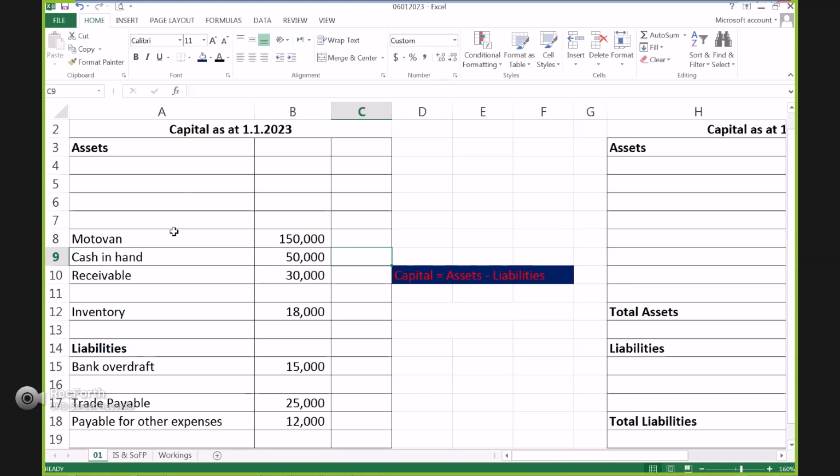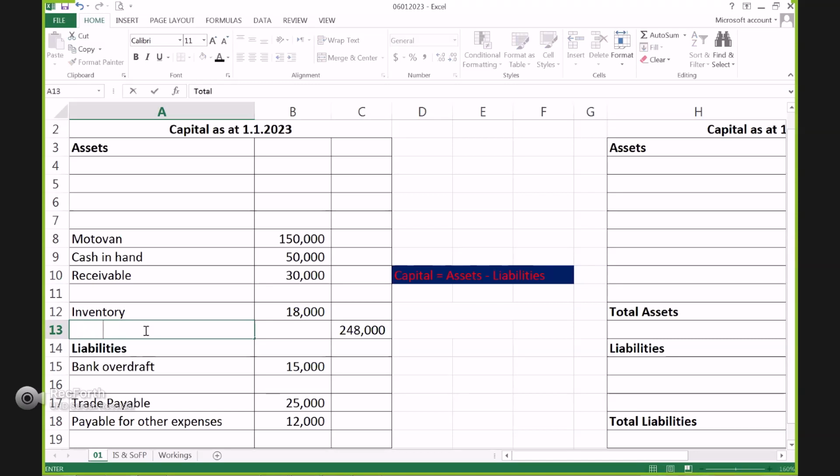You have to enter all the assets and liabilities. So you can find out the capital. So here you can find out the total assets. So total assets, you have to find out the amount, 248,000. This is called the total assets. Total asset 248,000.